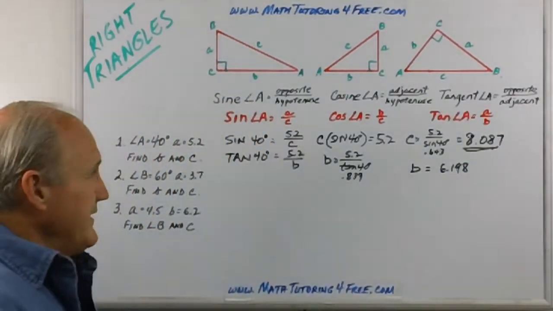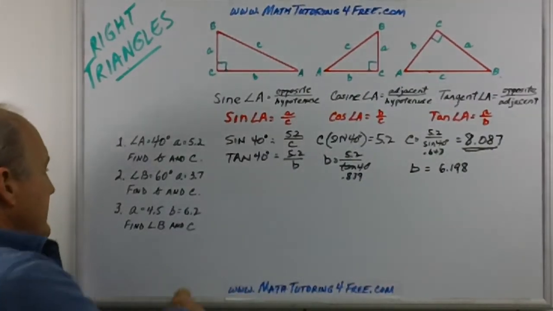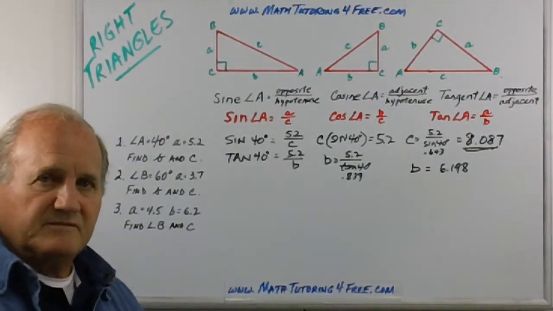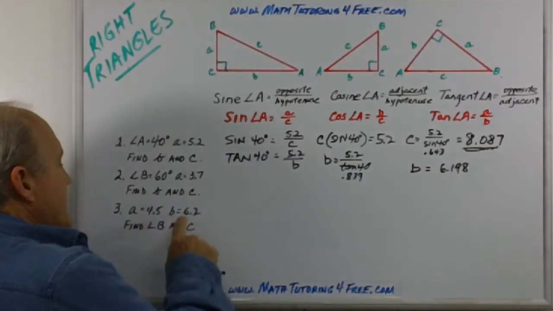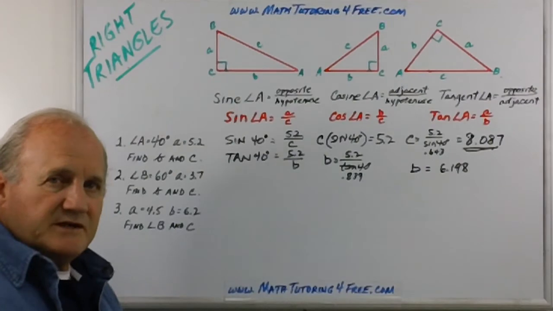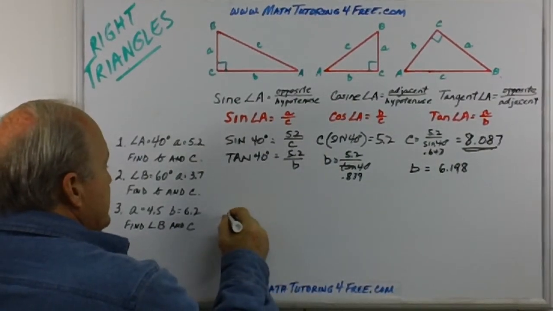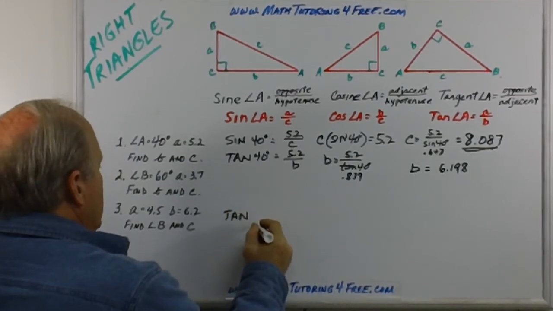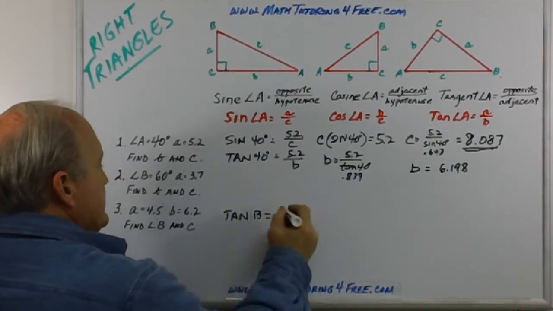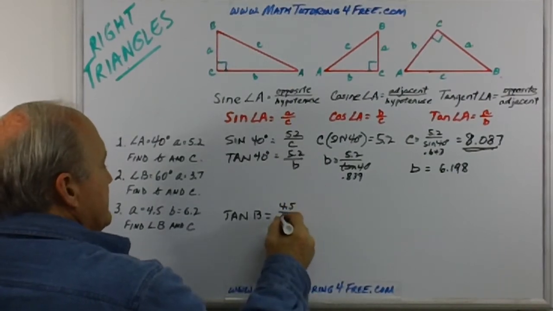Okay? Rather than do the second one, let's jump to the third one, because that's a little different in that it gives us A and B, but it's asking us to find the angle. Okay? The fact that it's A and B, what trig function uses the opposite and the adjacent? That's the tangent, isn't it? So the way we'd set this up is to say the tangent of angle B is equal to the opposite, which is A, 4.5, over the adjacent, which is 6.2.